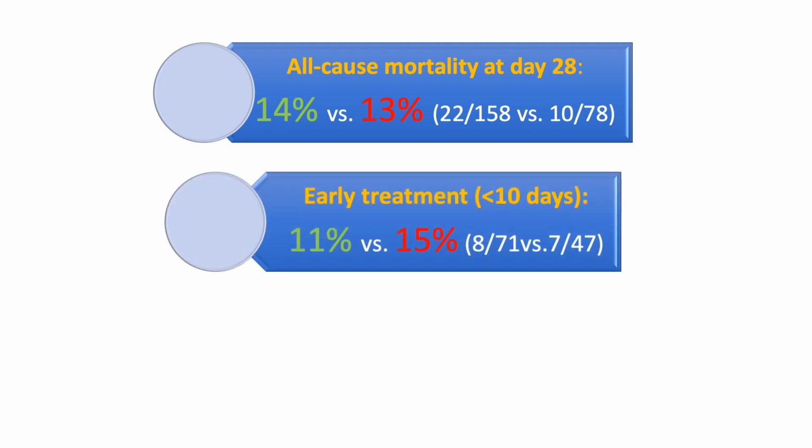They also subdivided patients into those who received early treatment, early as in within the first 10 days. And when they looked at the effect of early treatment on the all-cause mortality, this was numerically less with Remdesivir compared to placebo, 11% versus 15%, although it was not statistically significant.